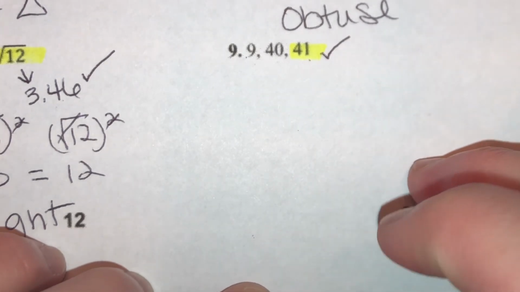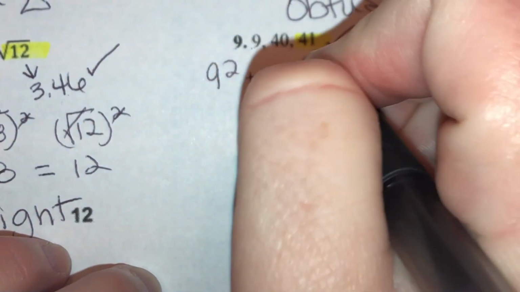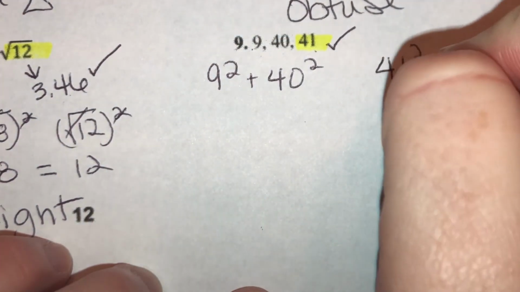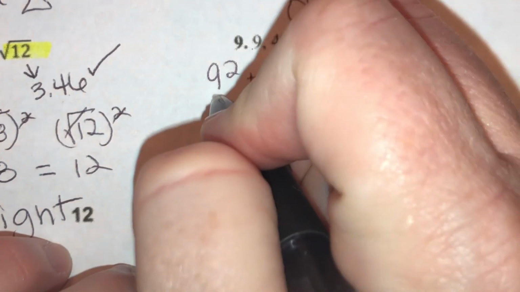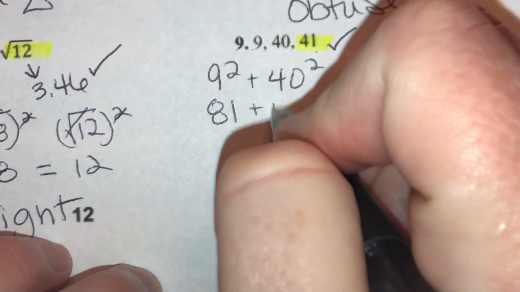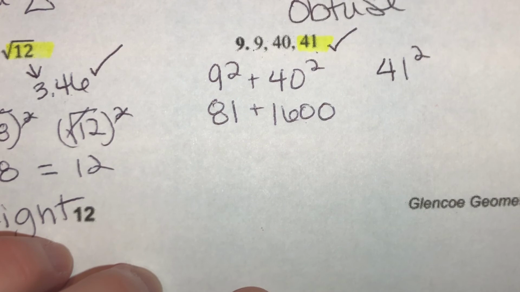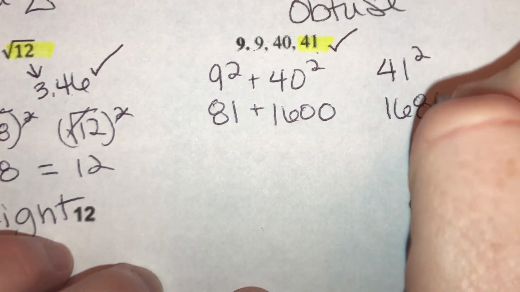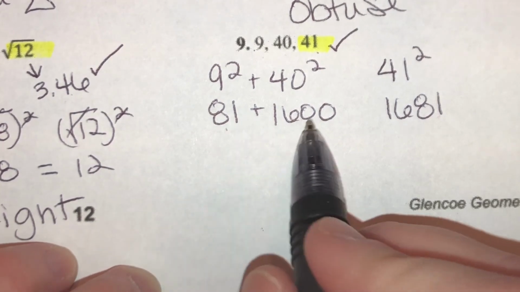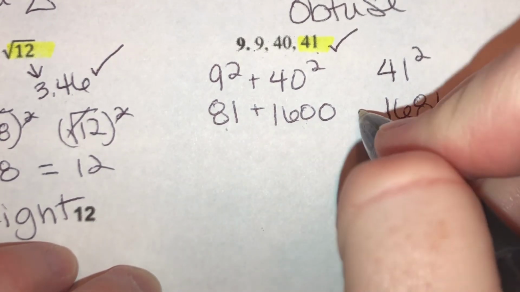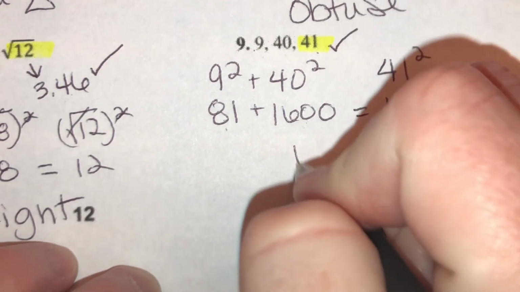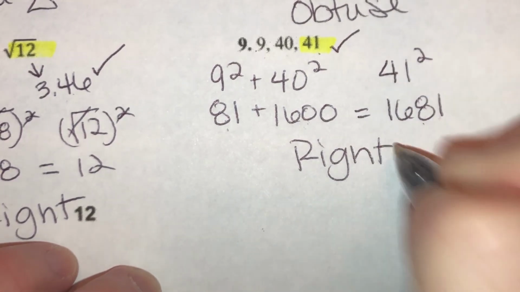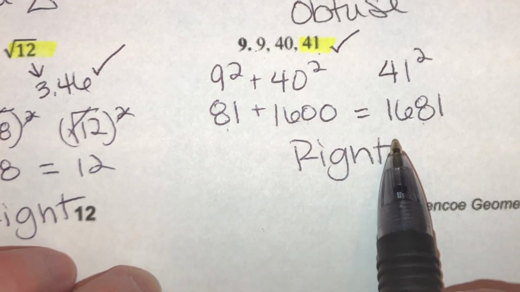And then I've got to figure out what kind of triangle it is. So 9 squared plus 40 squared, and then over here, 41 squared. 9 squared is 81. 40 squared is 1600, and 41 squared is 1681. So obviously, if I add these two together, they're going to equal 1681. So this is a right triangle. When they're equal, it's right.